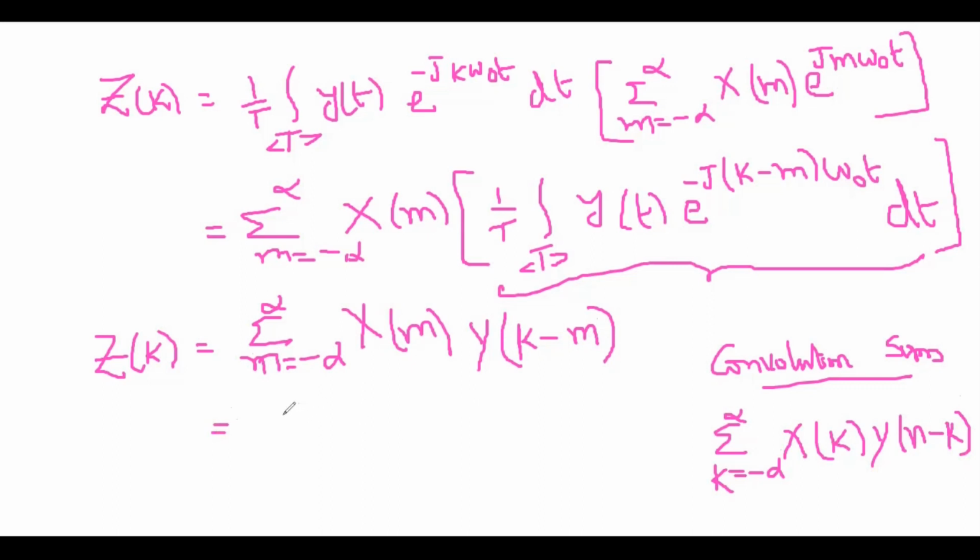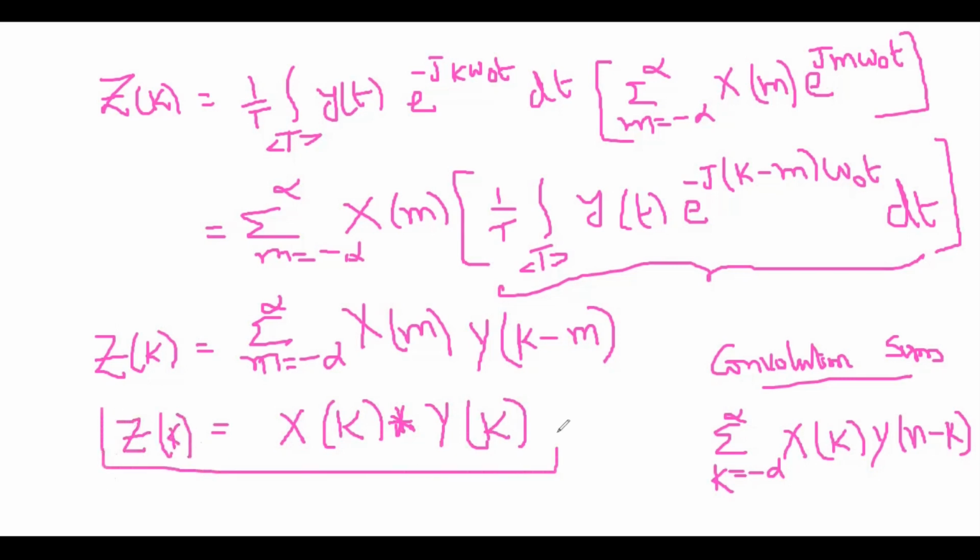The relation is x of k with the convolution of y of k. Z of k is equal to x of k convolved with y of k. It means that when the input time signals are multiplied, the Fourier series of the product is, in the frequency domain, the convolution: x of k with the convolution of y of k.